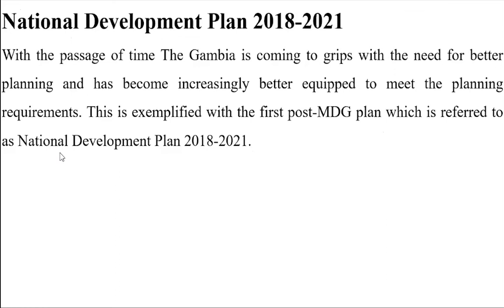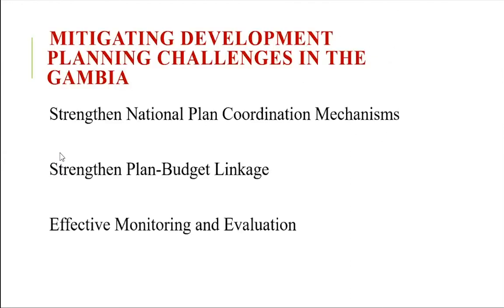After all this, we now have the National Development Plan 2018 to 2021, which is the latest. With the passage of time, the Gambia is coming to grips with the need for better planning, has become increasingly better equipped to meet the planning requirements. This is exemplified with the first post-MDG plan, which is referred to as a National Development Plan 2018 to 2021.